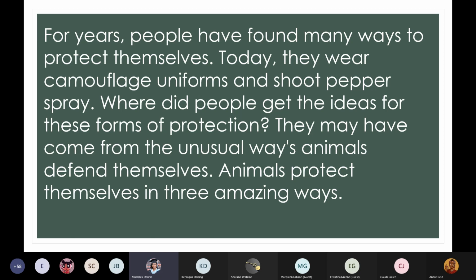I'm going to read that one more time. For years, people found many ways to protect themselves. Today, they wear camouflage uniforms and shoot pepper spray. Where did people get the ideas for these forms of protection? They may have come from the unusual ways animals defend themselves. Animals protect themselves in three amazing ways. Now, can you guys identify the topic sentence?